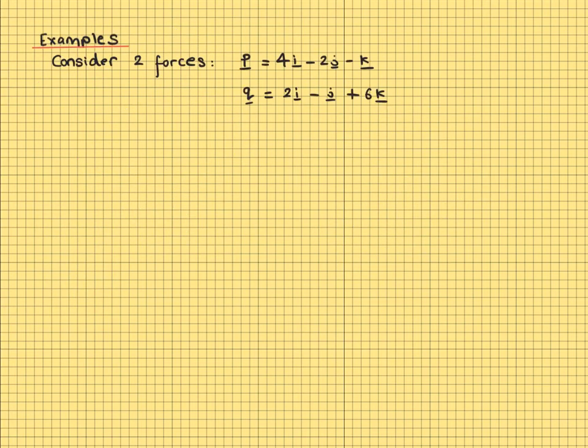Let's have a look at some examples. Now, for both these examples, we're going to need two forces. Force P, which is equal to 4i minus 2j minus k, and force Q, which is equal to 2i minus j plus 6k, both forces given in vector form. So for part 1, we are going to find the resultant force if P and Q act on an object.